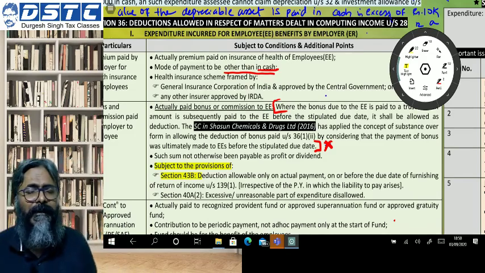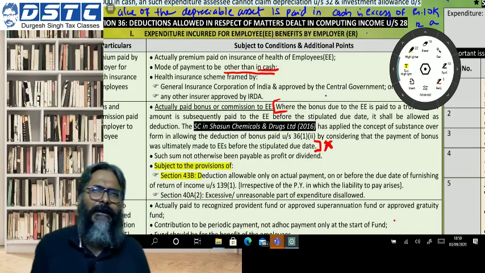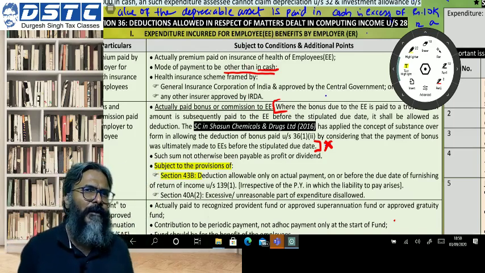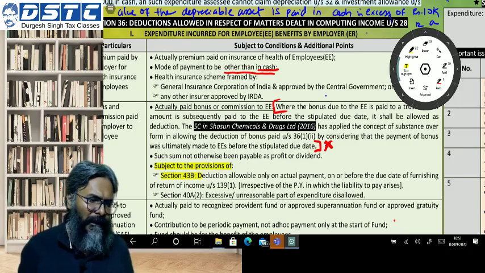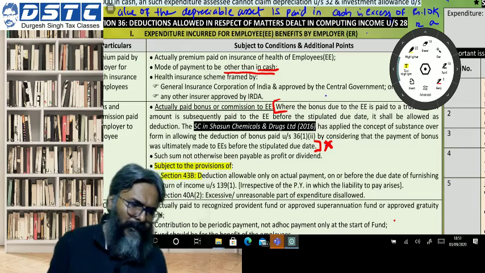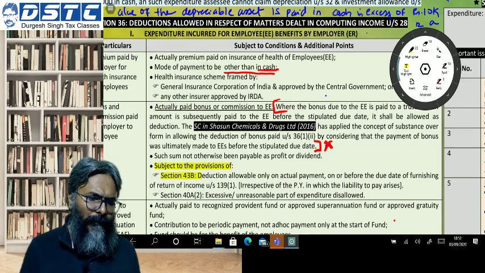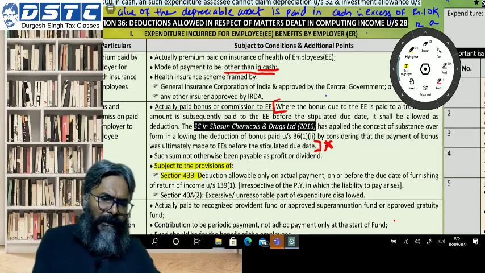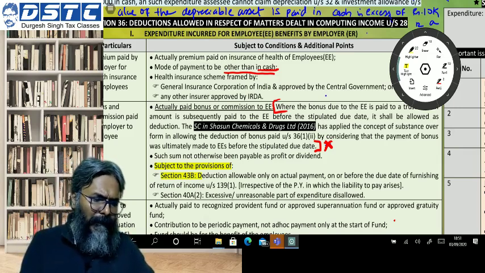And if that is the case, we will say what? That for previous year 1819, this bonus and commission shall not be allowed as deduction, and it will be allowed as deduction only in the previous year 1920, students. And that is how you are supposed to look upon this. So students, if you see over here, subject to the provision of section 43B, deduction is allowable only on actual payment on or before the due date of furnishing of the ROI under section 139.1, irrespective of the previous year in which the liability to pay arises.